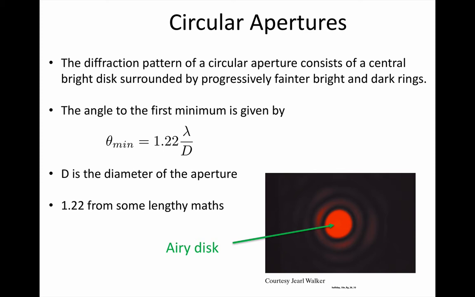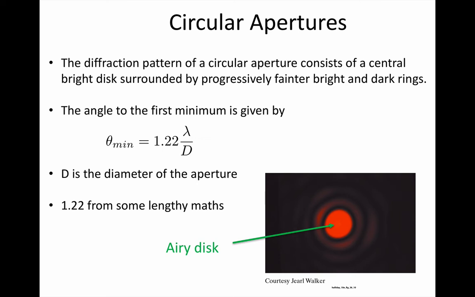The central Airy spot is an important thing in describing the quality of optical instruments. Lenses and mirrors act as apertures, and the smallest spot to which any lens or mirror can focus a beam of light is the size of the Airy disk. You can see from the equation here that to get a really small Airy disk, you need theta min to be very small, which means that the diameter d should be as large as possible.